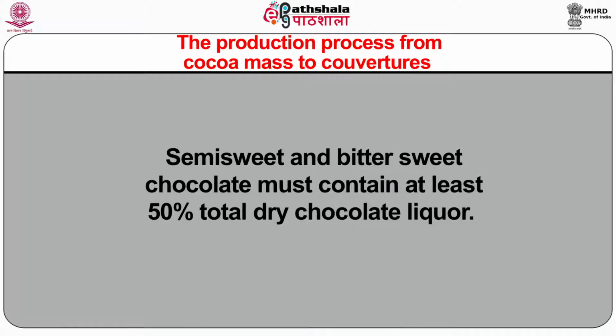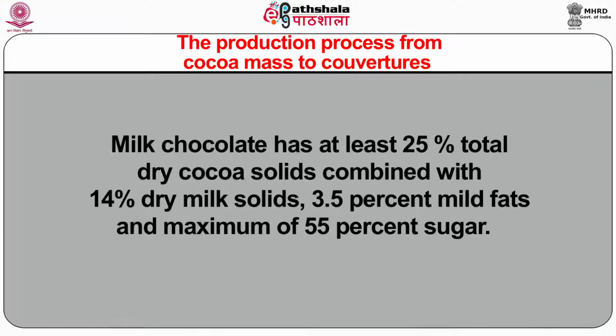Semi-sweet and bittersweet chocolate must contain at least 50% total dry chocolate liquor. Milk chocolate has at least 25% total dry cocoa solids combined with 14% dry milk solids, 3.5% milk fats and a maximum of 55% sugar. White chocolate is not called a chocolate because it is made from cocoa butter, which lacks the component that gives cocoa its color and taste. It must be called white confectionery coating legally.